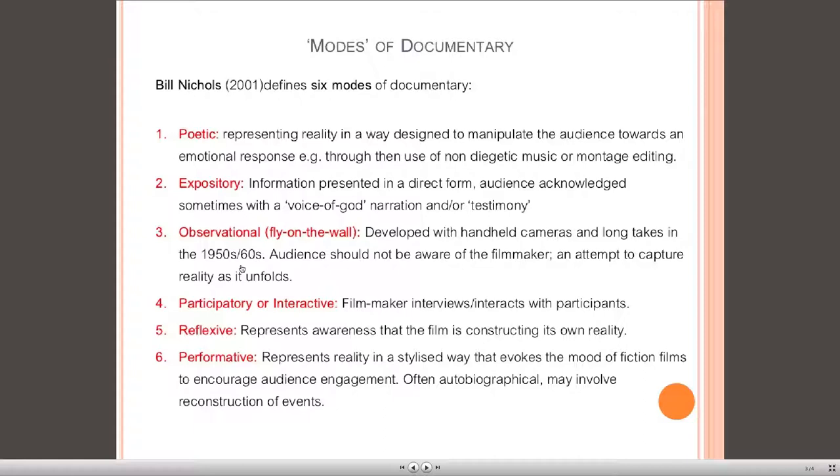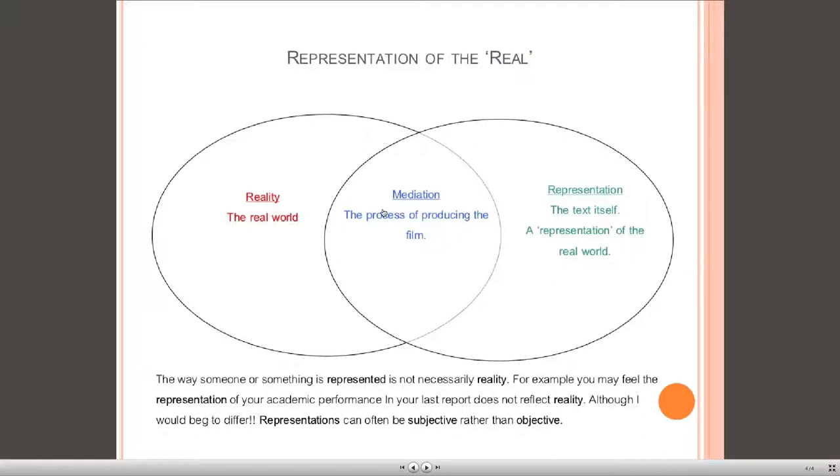And don't forget the importance of the idea of representation as a concept, that even if it's a documentary, it is still a representation. It's not the same as reality. What goes on here is important, okay? What we call mediation, the process of making the film. And obviously you could argue that some films are more mediated than others. In other words, the filmmaker is doing more in terms of what Grierson called the creative treatment of reality.